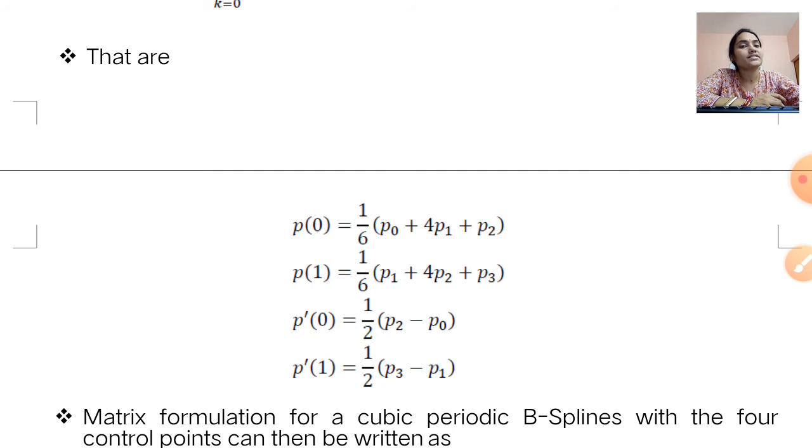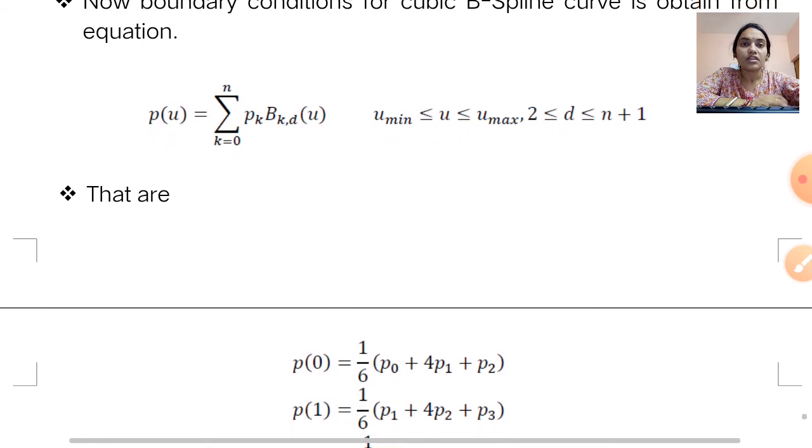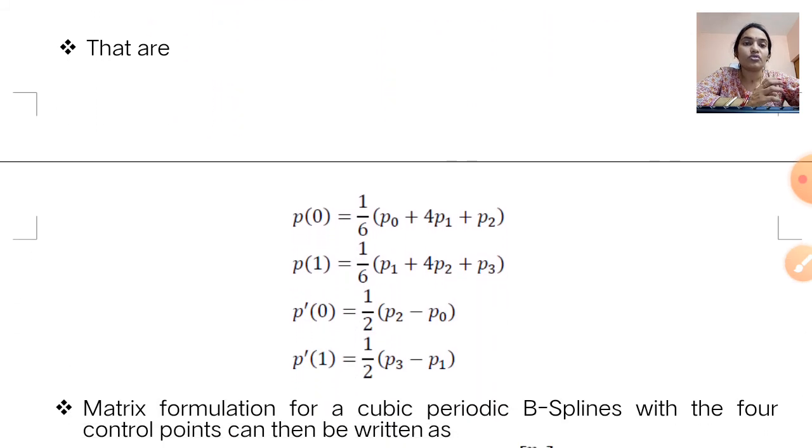Then P dash 0 equals 1 by 2 into P2 minus P0, and P dash 1 equals 1 by 2 into P3 minus P1. Okay, so these are the values at u equals 0 and 1, which means the source, so the starting point, and the destination point.